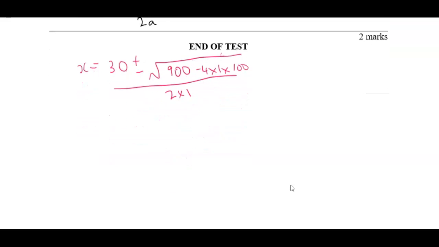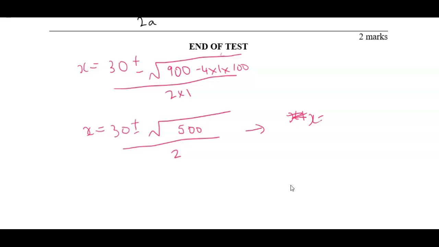Okay, so let's tidy things up a little bit. This is where it gets complicated, but if you take your time, you should be fine. I'm going to do this all in one go. So 4 times 1 times 100 is 400. So 900 minus 400 is 500. And then we've got that over 2. This can simplify as a surd. So I might do this over here. Sorry, just cross it out.